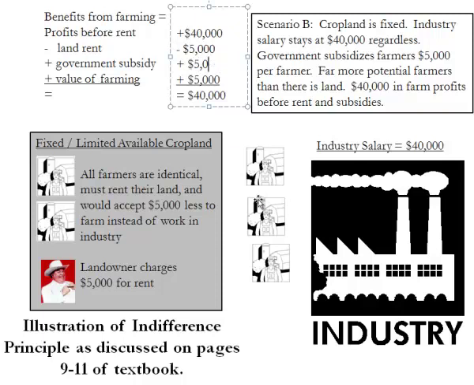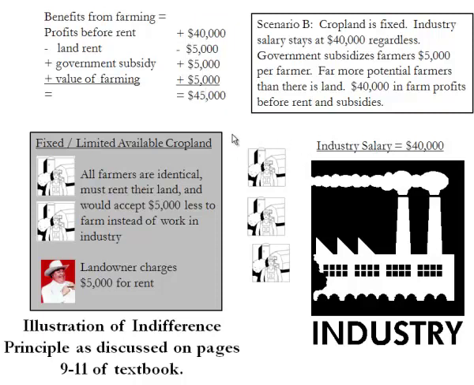And so we started off at a point where subsidies were zero. The benefits from farming was $40,000. Benefits from working in industry was $40,000. So people are indifferent between farming or working in industry. Now, government gives a subsidy to people who farm. And so now, not surprisingly, people want to farm. The benefits to farming have now gone up to $45,000, whereas the benefits of being in industry is only $40,000.